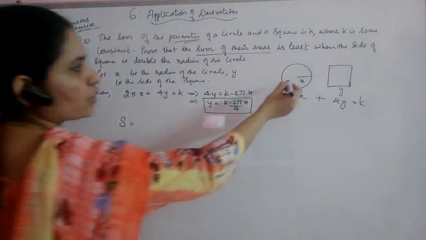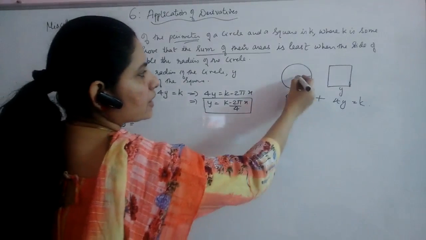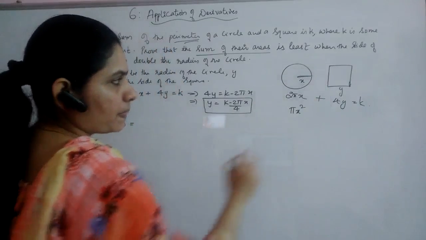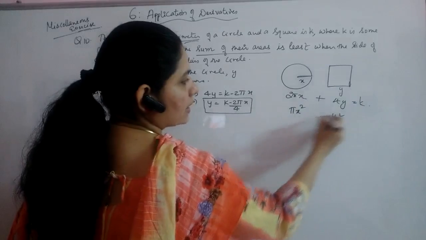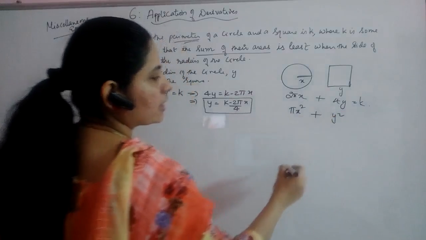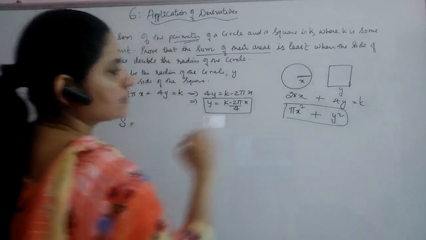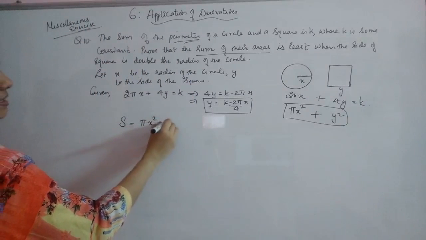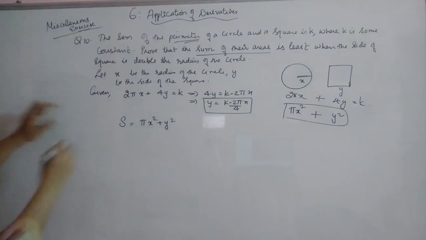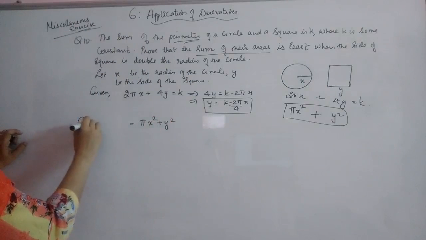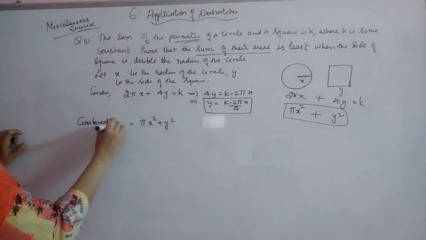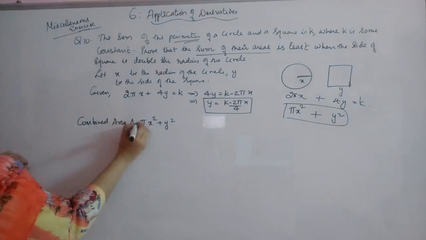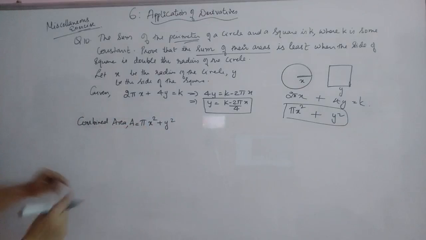Sum of the areas. Now what is the area of the circle? If the radius is x, it is pi r square, so it is pi x square. And here you will get y square, the area, right? So the sum of the areas will act as the function. S is equal to pi x square plus y square. This is the combined area. Either you can use A or S, whatever, but throughout you have to write that.